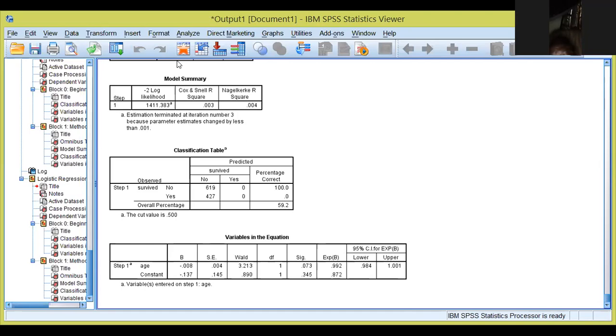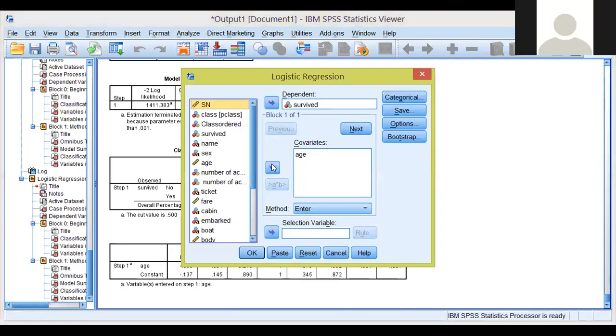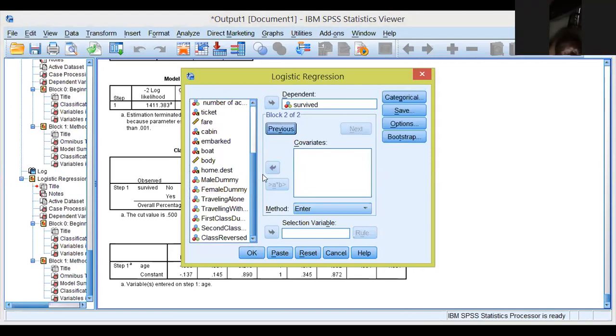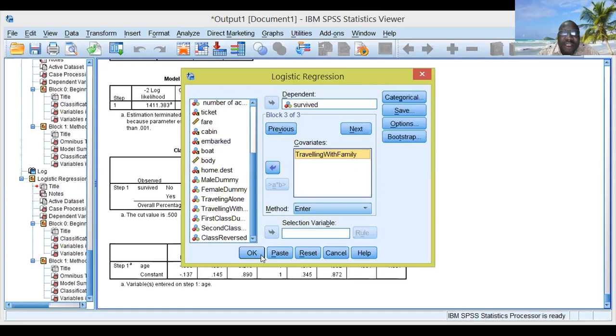So now let's do the stepwise. We have done the first entry. Let's do stepwise. Do you want me to remove age because it's not significant? Yes, but we can still put it as the last one. Don't worry. Put sex first, female. Next, traveling. No, put class first. Class is more important than traveling. Okay, let's put age as the last one.